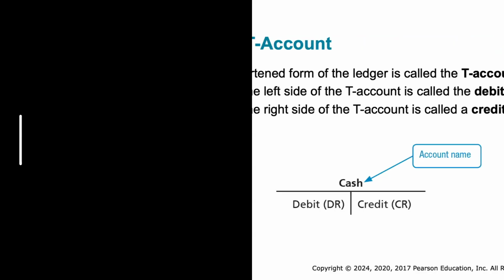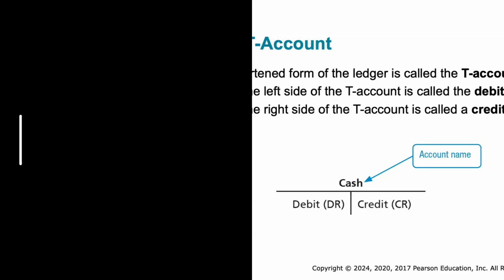The T account. The shortened form of the ledger is called a T account, right? So this is an account that allows you to see in a T, and the account has a left and right side. Our left side is called debit, our right side is called credit. This you're going to need to remember. Debits are always on the left, credits are always on the right. Because we use this when also doing journal entries, the T account is not the only place where you will see a debit and credit. Debits on the left, credits on the right. That's all you need to remember right now.